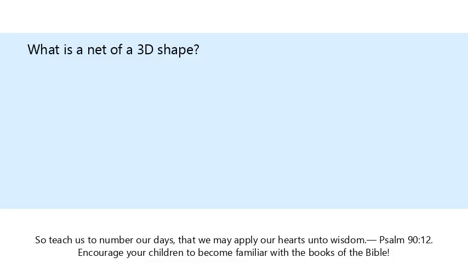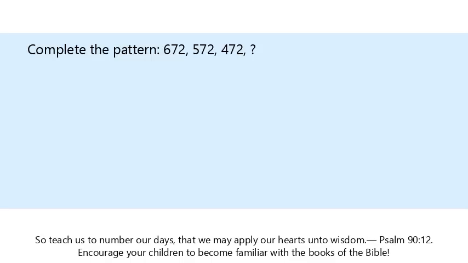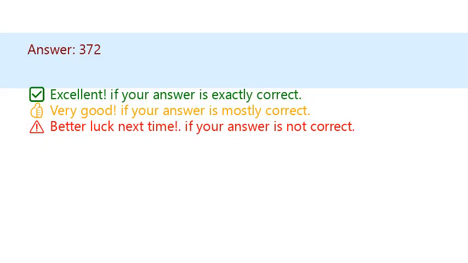What is a net of a 3D shape? Answer: a 2D layout that folds into the 3D shape. Complete the pattern: 672, 572, 472. Answer: 372.